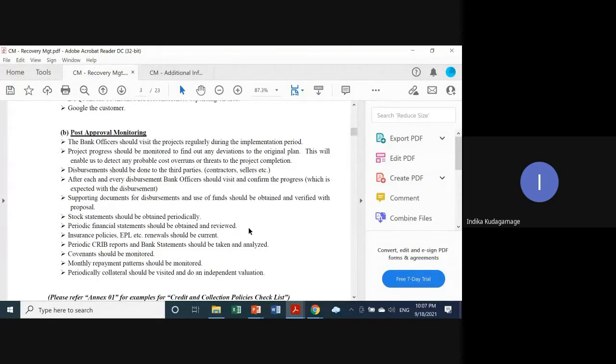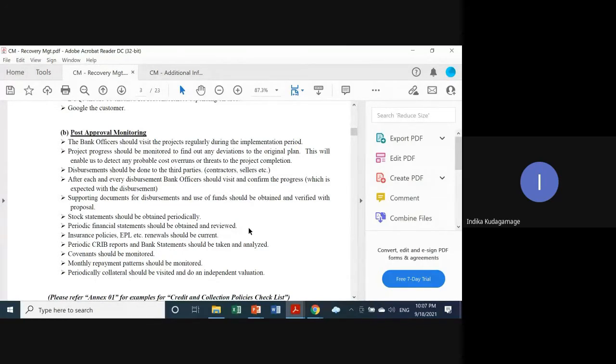Like that, go. Stock statements. Then insurances, EPL, environmental protection and license. You have to take all those things. And then annual review. It is a very important thing, because you grant the facility. If the customer is being serviced, don't just forget, review it annually.